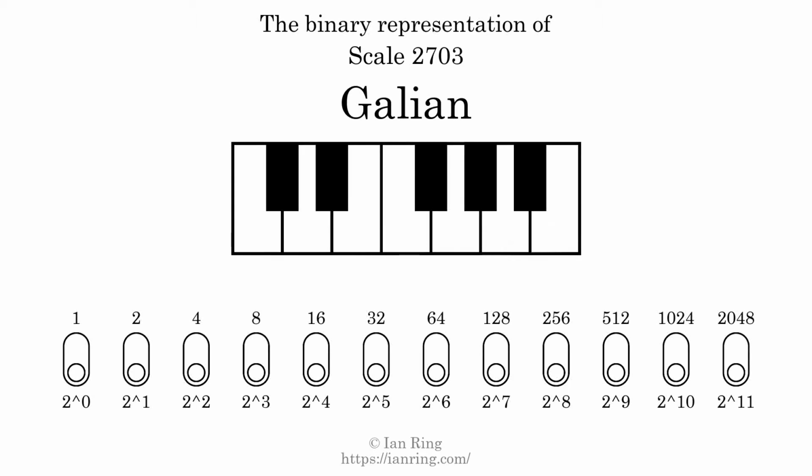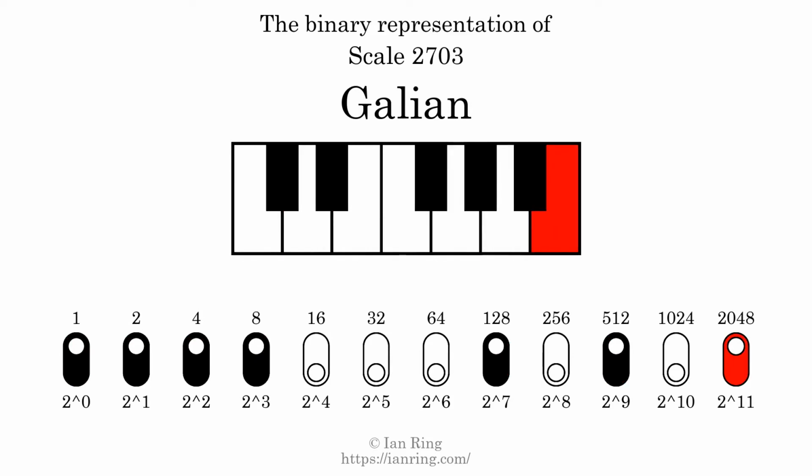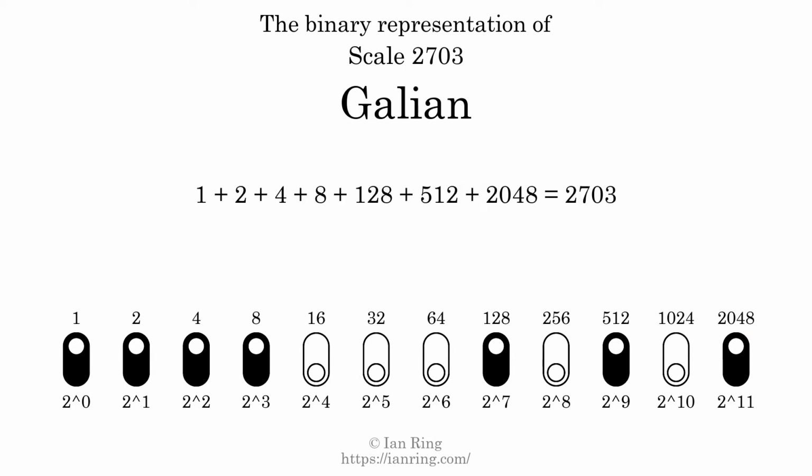The binary representation of this scale is determined by mapping tones of the scale to binary digits. Each binary digit represents a power of 2. To get the scale number, we add the powers of 2 together. The powers of 2 that are present in the scale, all added together, equals 2703. That is why the scale number, in decimal, is 2703.